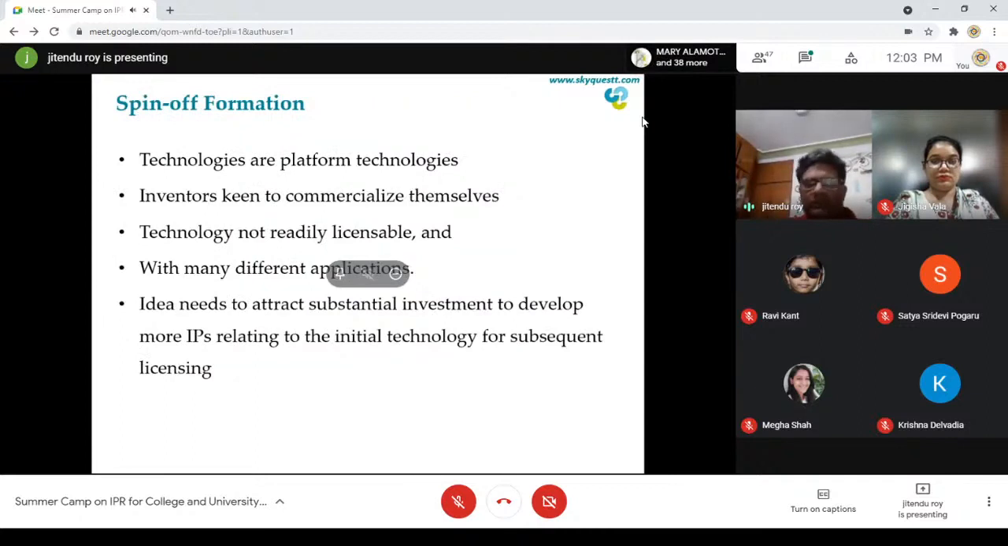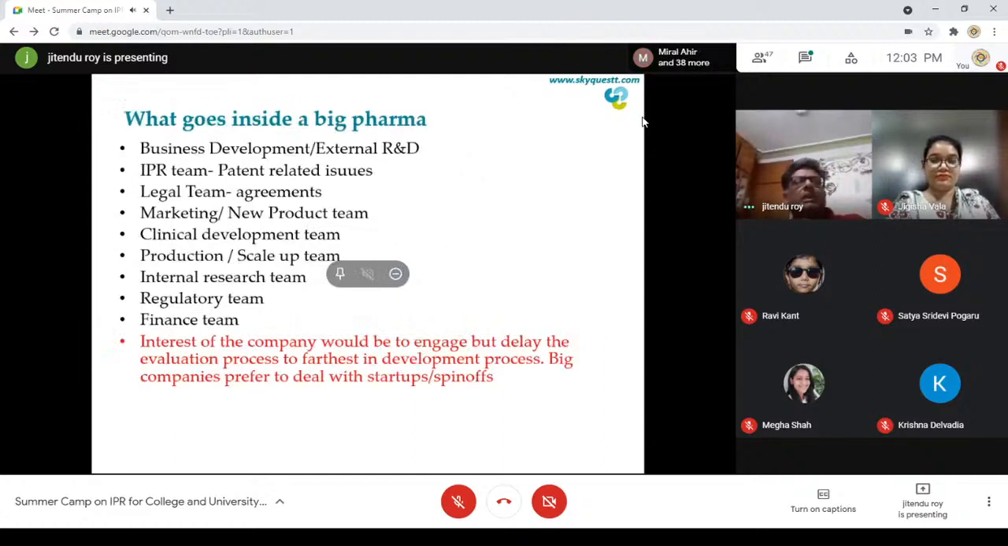I skipped this because this is how you form a spin-off. The steps, I think we're running out of time. I will skip this.